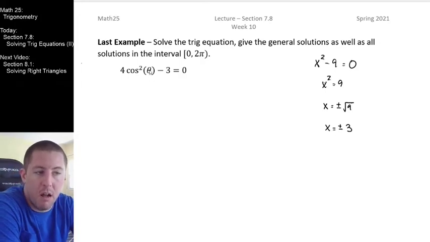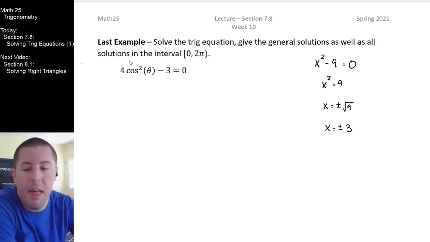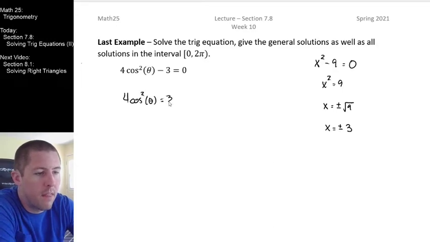I'm trying to get theta all alone. So the 3's got to go, the 4's got to go, and the square has to go by way of a square root. Then we can get rid of the cosines. Let's do this step by step. First, I'm going to add 3 to both sides. Then I'm going to divide by 4.